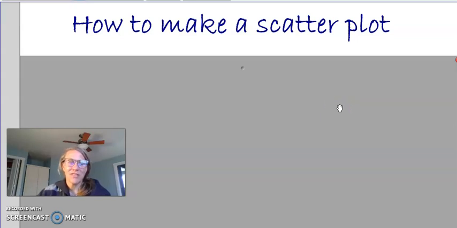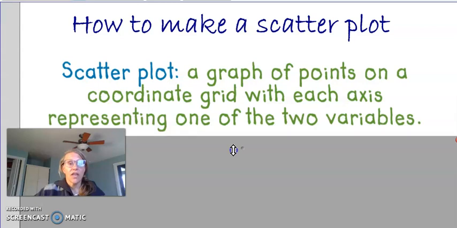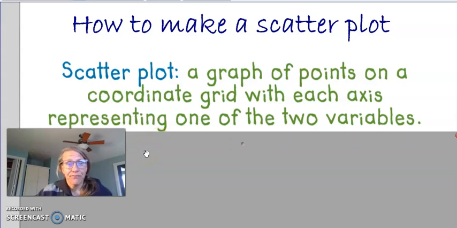All right, we're going to start by taking a look at how to make a scatter plot. So this is our first step in understanding line of best fit and coming up with equations for line of best fit. We have to make a scatter plot first. So first of all, what is a scatter plot? It's a graph of points on a coordinate grid with each axis representing one of the two variables.